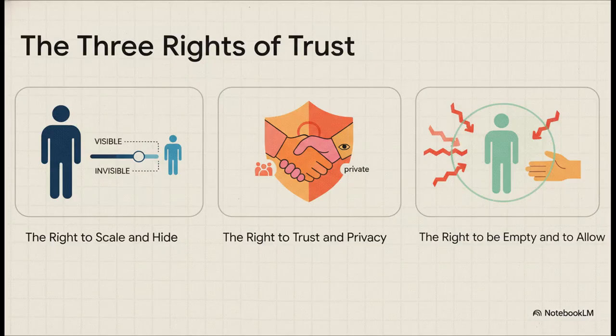And the whole thing is governed by these three core principles, which are framed here as fundamental rights. First, the right to scale up and be seen, but also the right to hide and be invisible. Second, the right to build trust publicly while keeping your private life totally sovereign. And third, the right to just be empty, to be silent, without some algorithm punishing you for it. And of course, the right to only allow contact that you actually want.